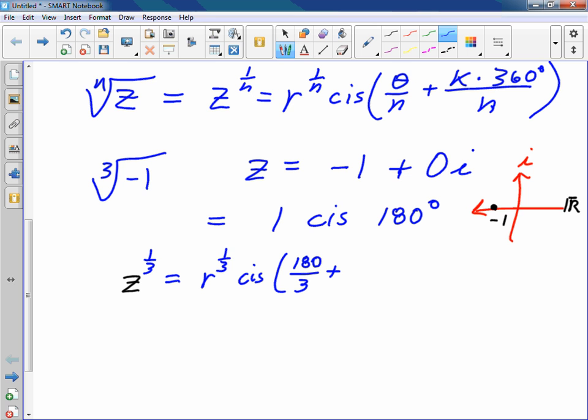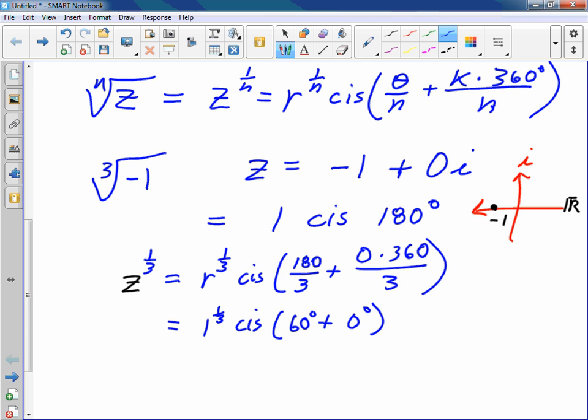So my first one is k equals 0, 0 times 360 over 3. So that gives me, in this case, r is 1. So 1 to the 1/3 cis 60 plus, well, 0 times 360 is 0, divided by 3 is 0, plus 0. And that equals 1 cis 60. And that's the polar form.